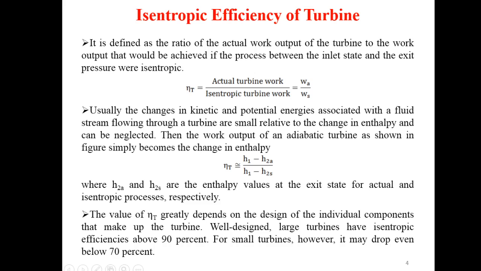The value of efficiency of turbine greatly depends on the design of the individual components that make up the turbine. Well designed large turbines have isentropic efficiencies above 90%. For small turbines, however, it may drop even below 70%.